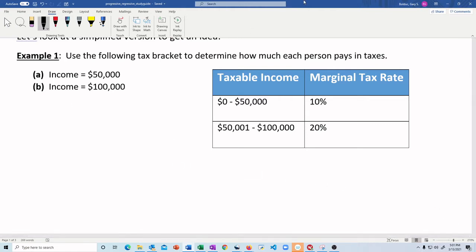Our bracket has two parts here, right? On the left is your taxable income, and on the right, the marginal tax rate. That's telling you what's the percent for money that fills in this box.